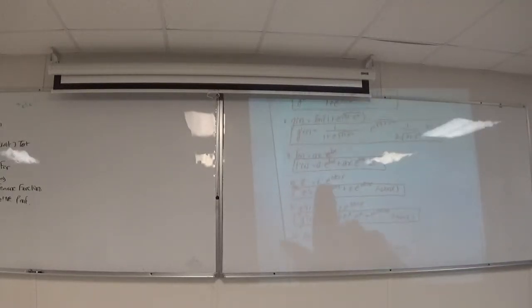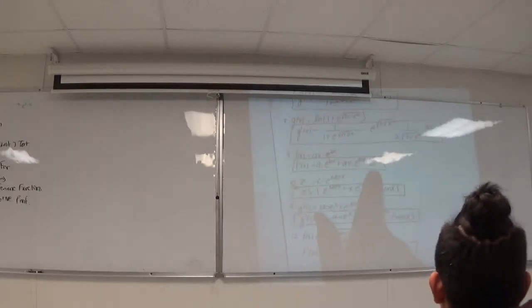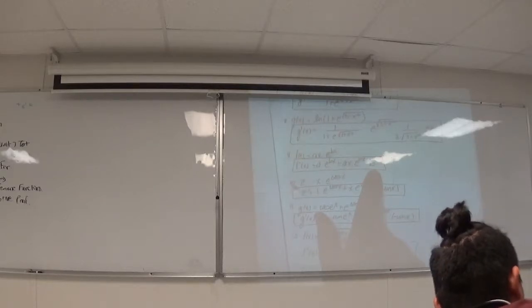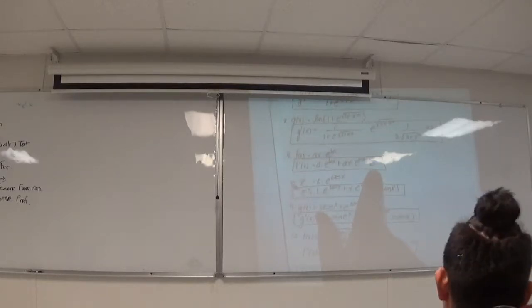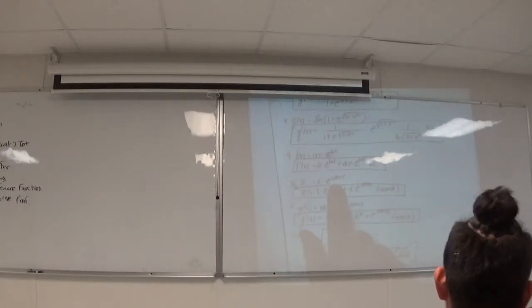All right, number 9 is a product rule. The ax is the first of the products. The e to the bx is the second. So I could write this as a times e to the bx plus ax times e to the bx times b. If you got it wrong, fix it. That's fine.